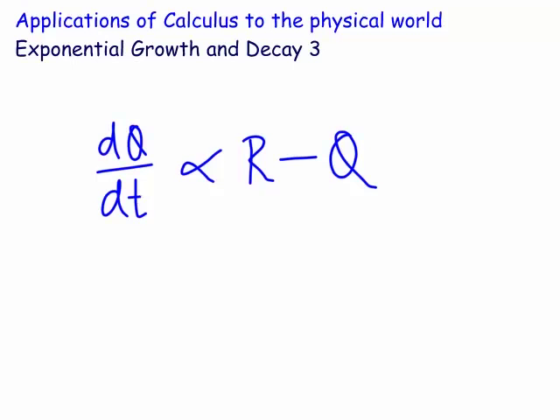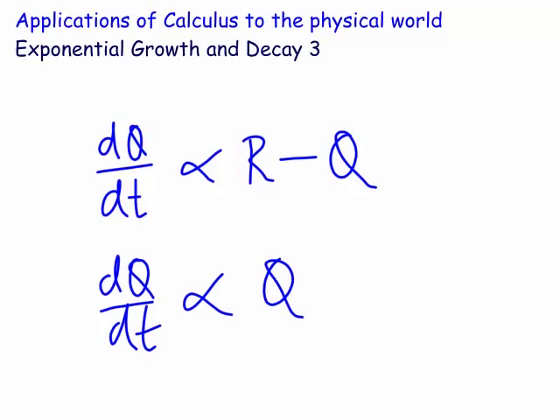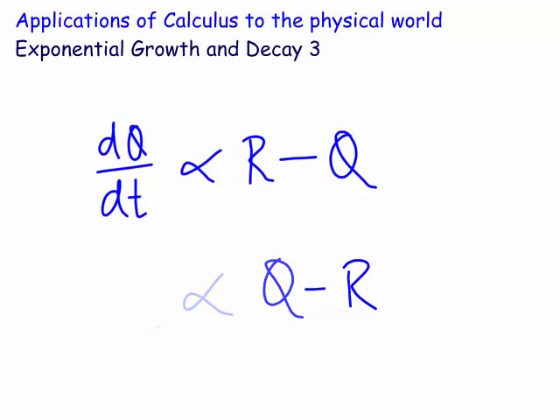You might remember in growth and decay 2, it was dq/dt proportional to q minus r. That was like Newton's law of cooling and those sorts of things which cool down. So we're going to have a quick look at how we solve this one first of all, and then some applications. So how do we solve this?